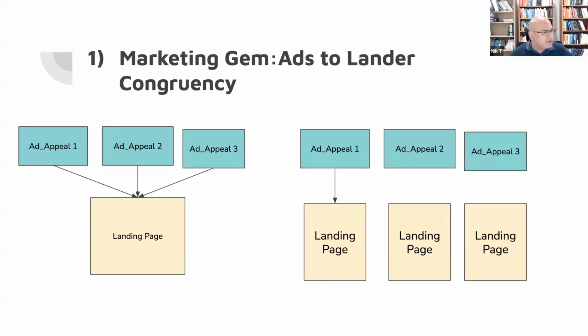All right. So the first thing I want to cover this week is a marketing gem for the fortnight, which is ad-to-lander congruency. This allows us to ensure that whatever the hook or the appeal of the ad that you are pushing, or the conversation you're having in the ad, is going to be the same as the conversation that you are having on the landing page.